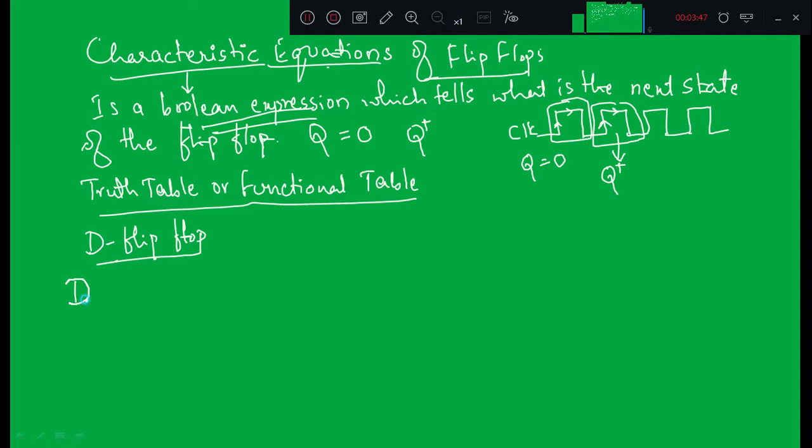One input is D. The control input I will assume is always there with the flip-flop, so I will not write it again and again in the truth table. A flip-flop is a synchronous sequential circuit which has a normal input as well as a control input, and it responds only when the proper control input is applied. Along with the normal inputs, I'll assume there is a control input, and I will not show it in the truth table.